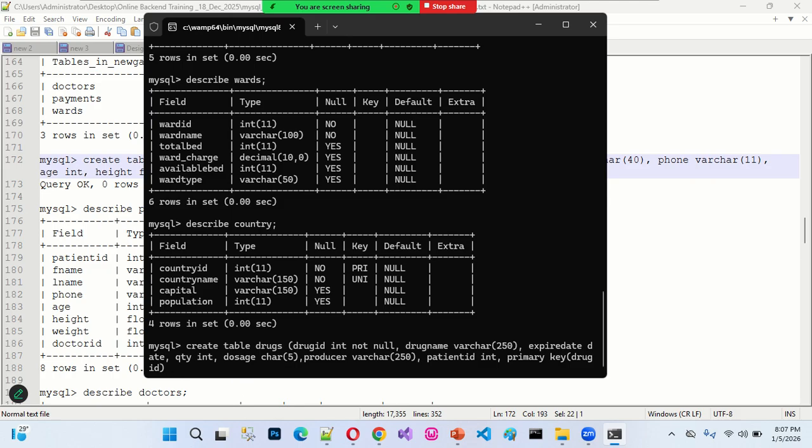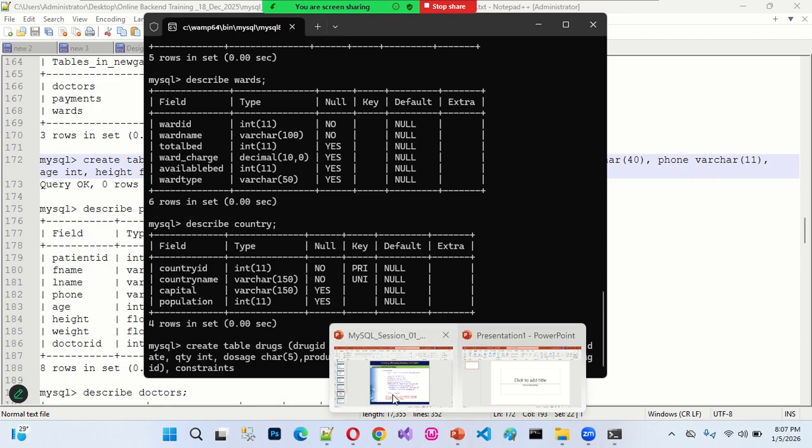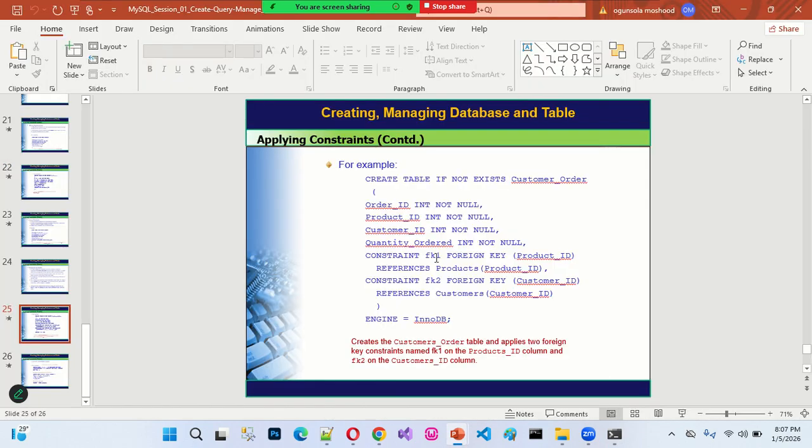So once that is done, the next thing now is to specify the foreign key constraint. I will now say constraint I'm creating now. The constraint which I want to apply based on what I have here is going to be foreign key. Do you get it now? So, which of the columns is going to be a foreign key?